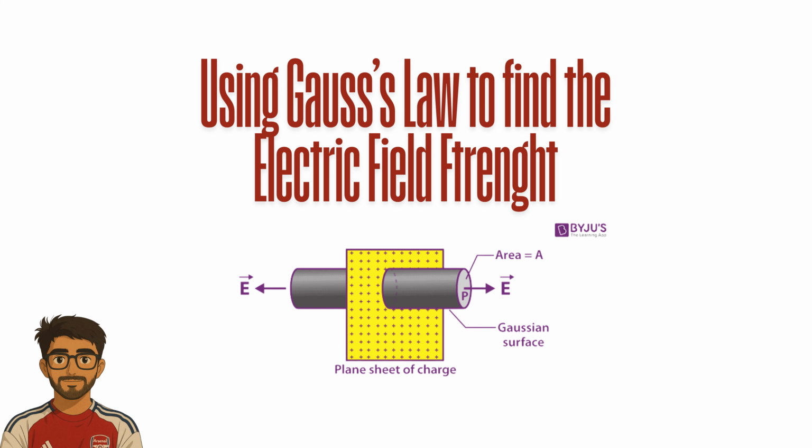Now let's use Gauss's law to find electric field strength. To apply Gauss's law, we use a pillbox, a cylinder with faces parallel to the plane, because it matches the symmetry. The curved side does not contribute to the flux because the field runs parallel there. Only the top and the bottom matter.